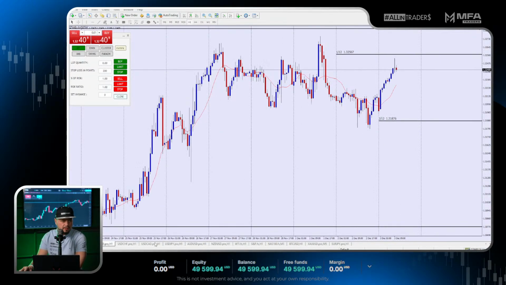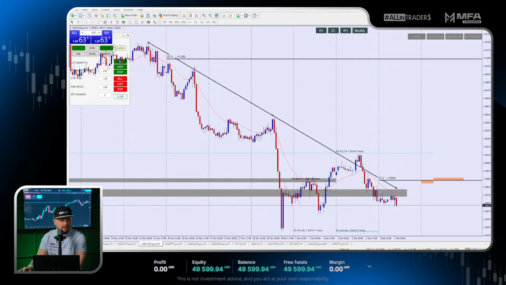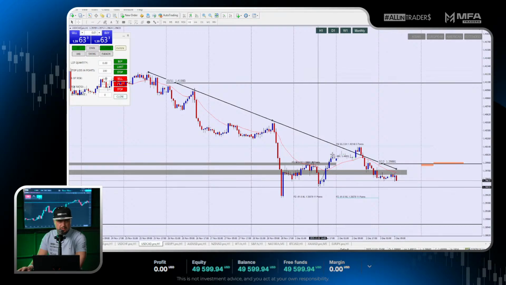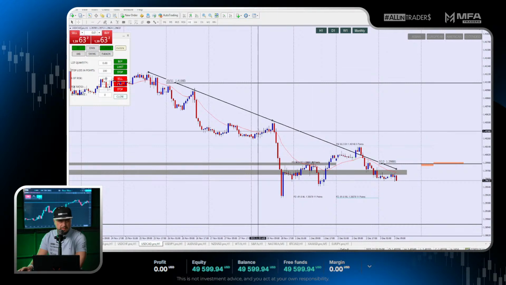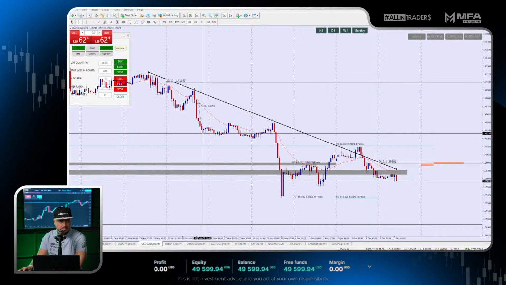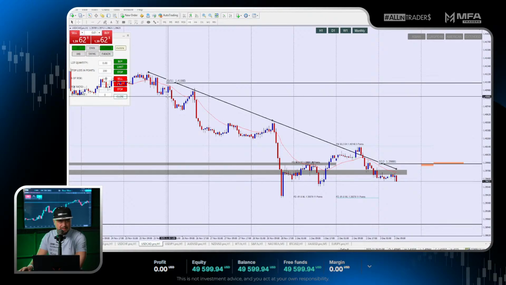Let's move to the next one. USD CAD. What's going on over here? There is a target 63 pips away. What is the average trading range during the day? 50 pips, 24, 70, 33.